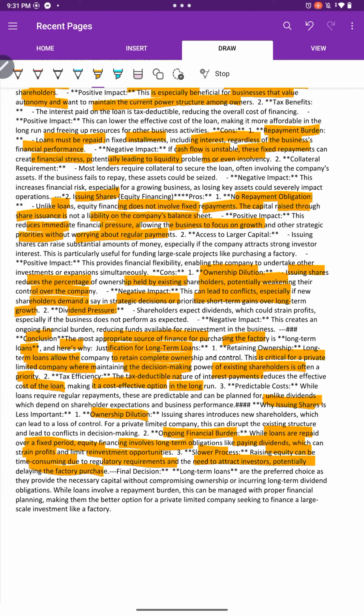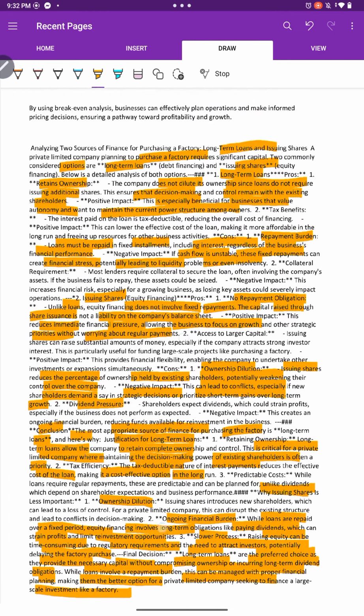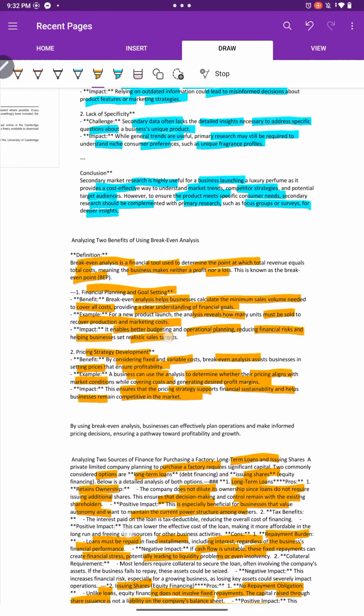Long term loans are the more appropriate source of finance. I would say that long term loans are the preferred choice as they provide the necessary capital without compromising ownership or incurring a long term dividend obligation. While loans involve a repayment burden, this can be managed with proper financial planning, making them the better option for a private limited company seeking to finance a larger scale investment like a factory. So this is my whole answer for the 12 marks question.